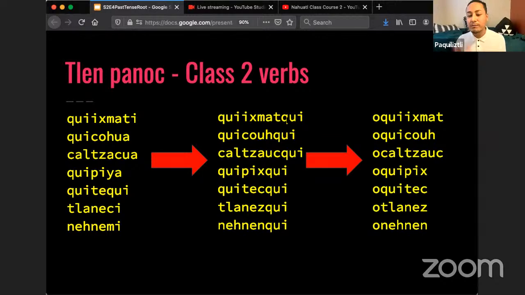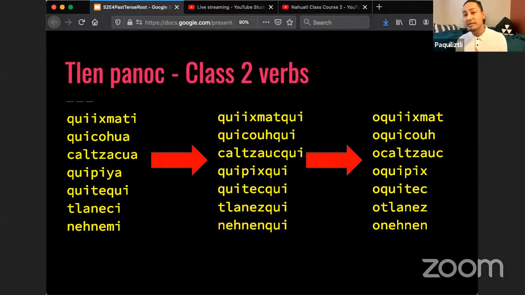And notice too, by removing that ki, it also changes the stress of that word. In our variety, we say kishmatki. The ma is the loudest, kishmatki. But when they remove the ki in other varieties, they stress the second to last. So now it's going to sound like this, okishmat. From kikohki is how we would say it. They would say okiko. So that sounds pretty different. Kaltzahki becomes okaltzak.